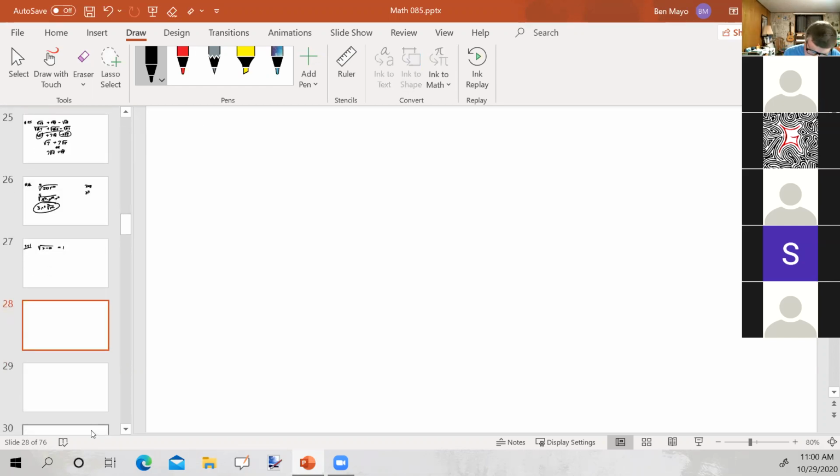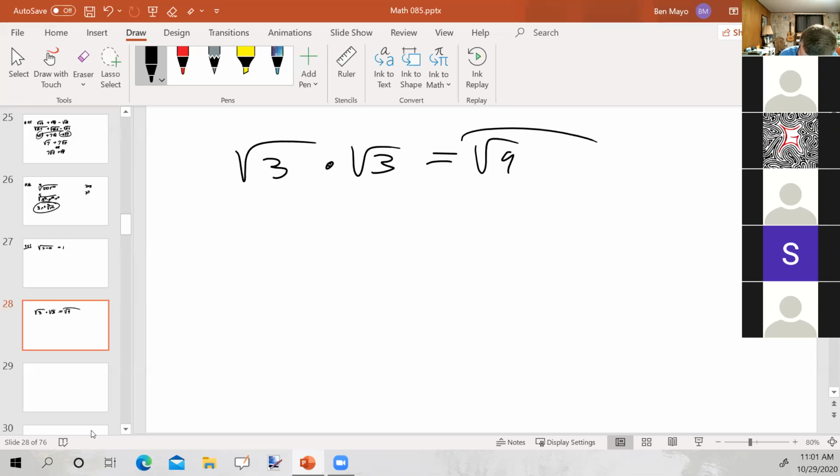Let me ask you this. What's the square root of 3 times the square root of 3? The square root of 3? No. 2 square roots of 3? Is it 2 square roots of 3, because you just add them? No, we're not adding, we're multiplying. Is it the square root of 9? Is it just 3? It's the square root of 9, and yes, it's just 3.